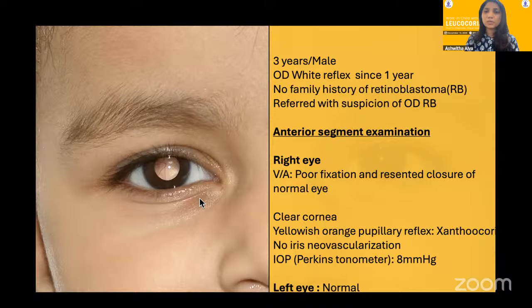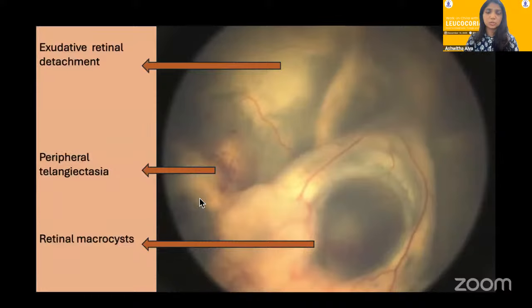However, there was no family history of retinoblastoma. There was poor fixation in the right eye and the child resented closure of the normal left eye. On anterior segment evaluation, there was clear cornea with yellowish orange pupillary reflex suggestive of xanthochoria. There was no iris neovascularization and the intraocular pressure was normal. Left eye anterior and posterior segment examination was absolutely normal.